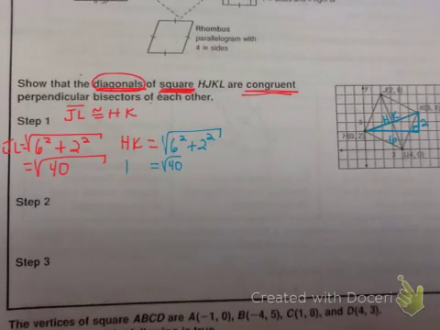Once we say that HK equals the square root of 40 and JL equals the square root of 40, we've proved that the diagonals are congruent, because their lengths are the same, which means that we have a rectangle.